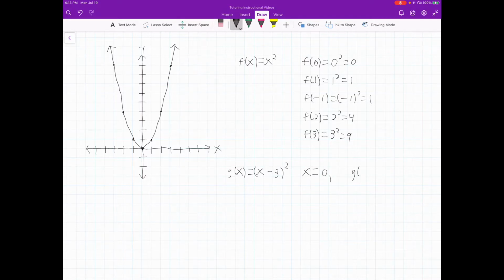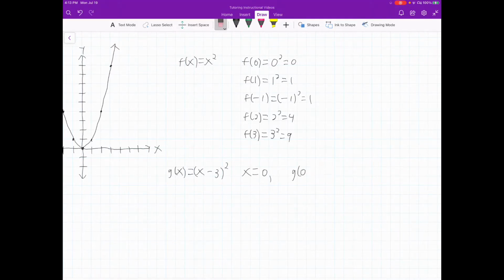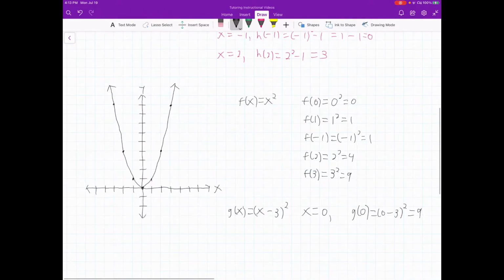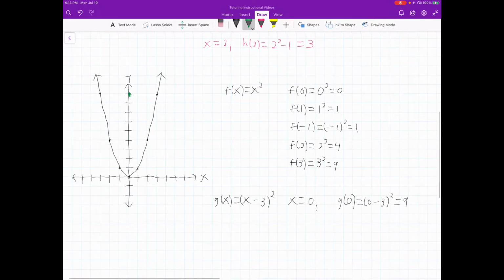So I plug in x is 0. I get g of 0 is 0 minus 3 squared, which is just going to be negative 3 squared or positive 9. Alright, so at 0, I get all the way up to positive 9 for g. I'm actually going to do it in green. What about when x is 1? G of 1 is 1 minus 3 squared, which would be negative 2 squared, which is positive 4.